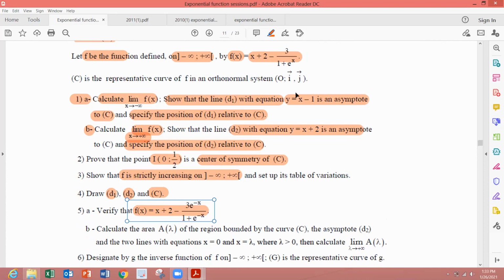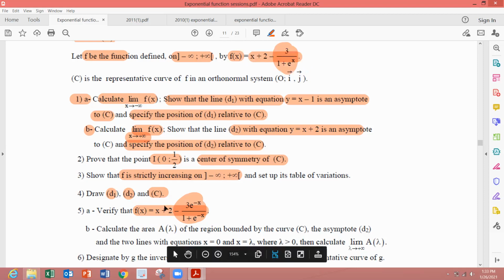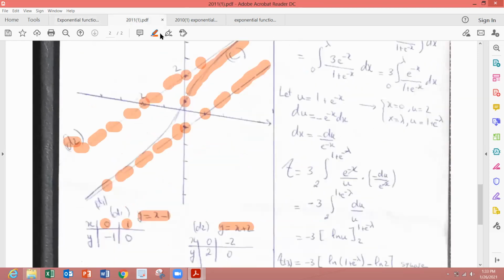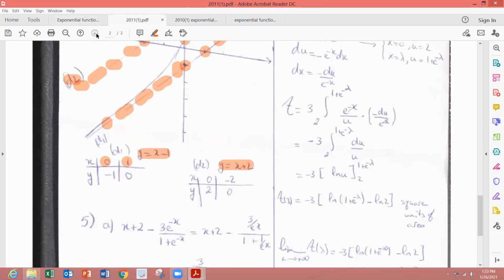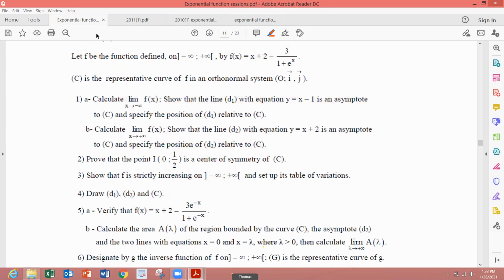Okay, here I have x plus 2 on top and here I also have x plus 2, the same. So this fraction, minus 3e to the minus x over 1 plus e to the minus x, I want to make it the same as this one, because x plus 2 is the same x plus 2 in the two expressions. So I take only the fraction part, the 3e to the minus x over this; I work only with the fraction part.